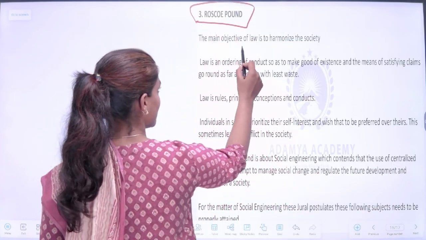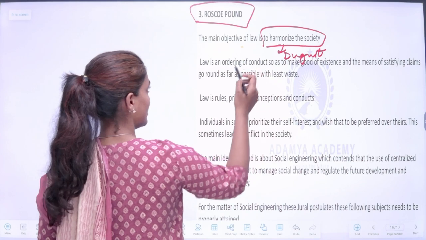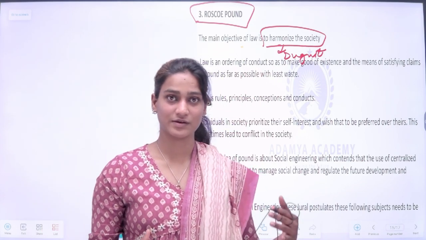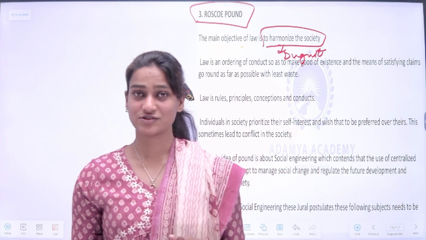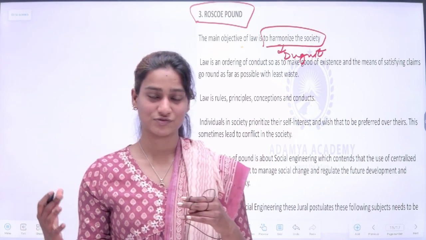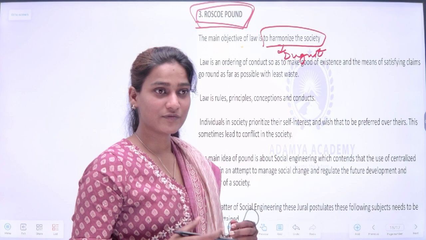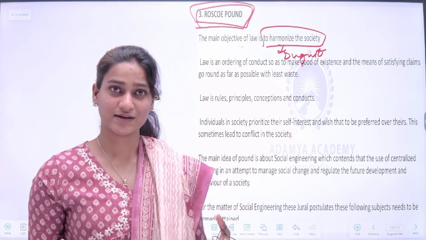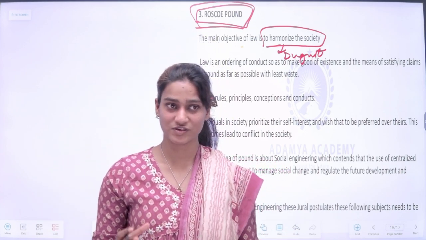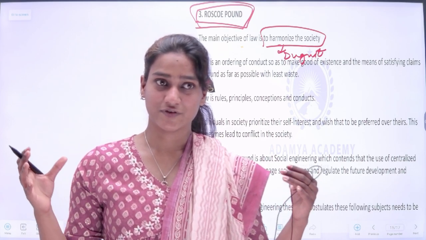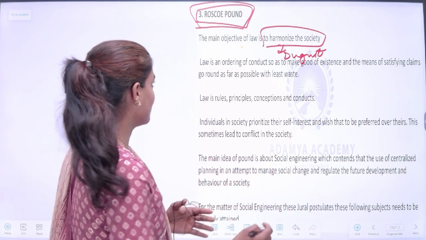Roscoe Pound: the main objective of law is to harmonize the society. So he is different in views in comparison to Duguid, because Duguid considers that the interdependence of men should reach a level so as to have a utopian idea. But according to Roscoe Pound, it is not needed that we should have a society which is able to regulate itself on its own. It should only be able to harmonize. That means it should be able to work efficiently. It is not needed that it should work in an ideal situation. This is the difference between the views of Duguid and Roscoe Pound.